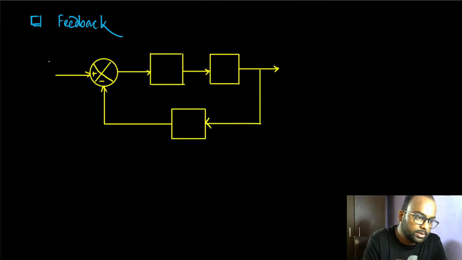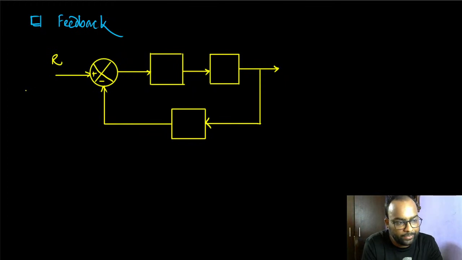We call this signal R, which stands for the reference, also called the input to the system. So this is again the desired output. The input is the desired output, and this C is the controlled output, the controlled variable, or the output of the controlled system.